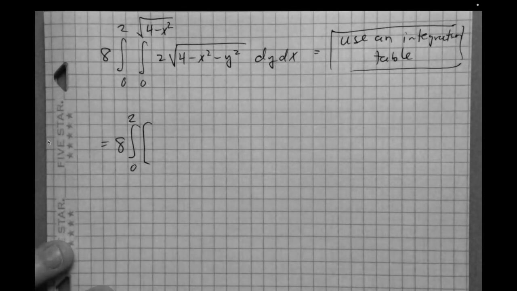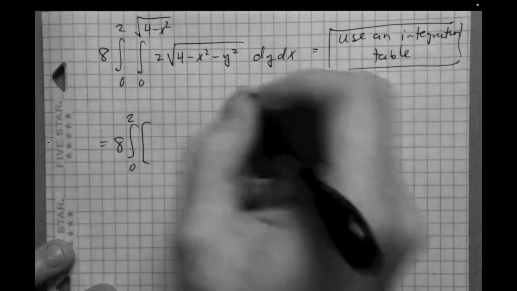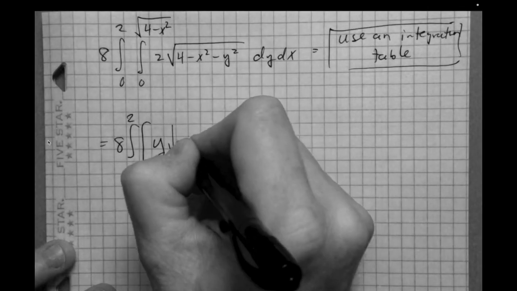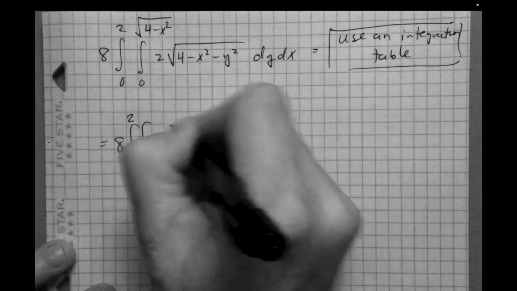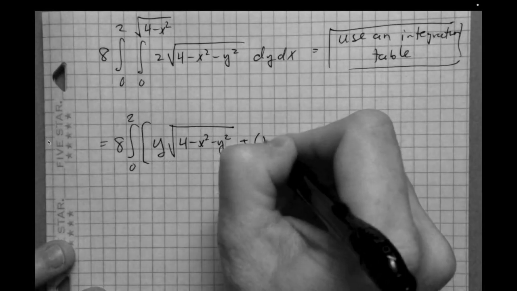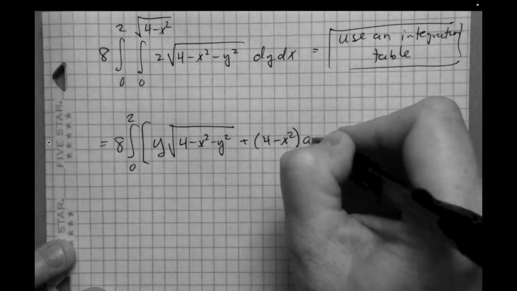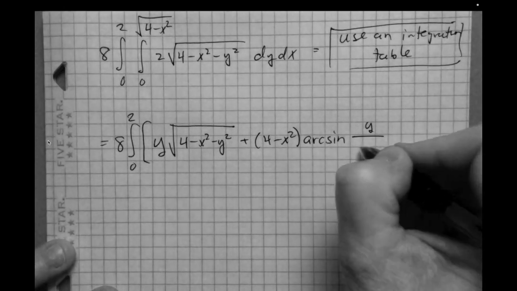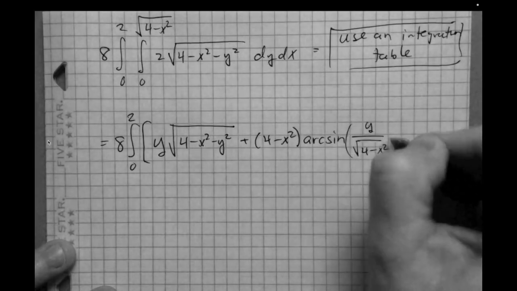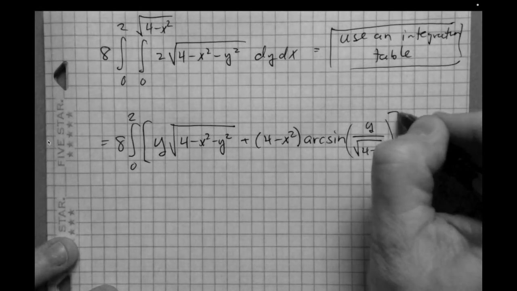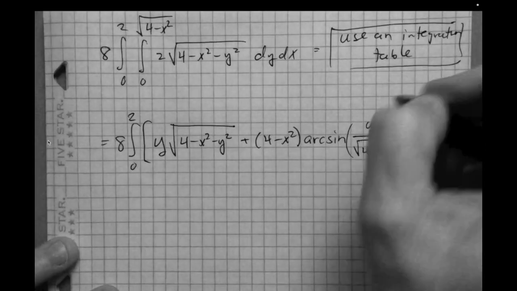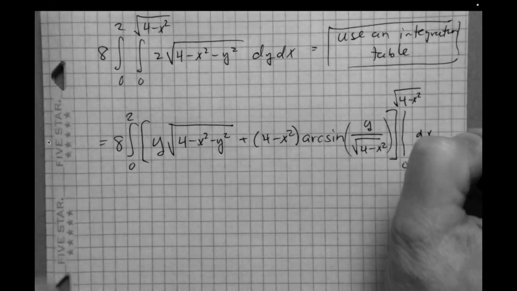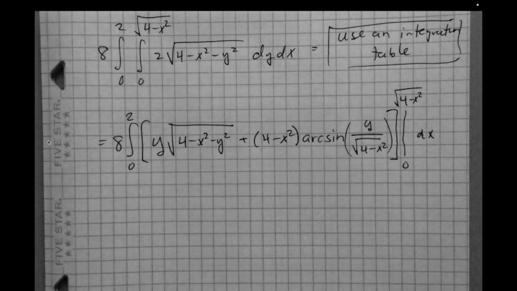So when I integrate with respect to y here, I'm going to get y times the square root of 4 minus x squared minus y squared plus 4 minus x squared times the arc sine of y over the square root of 4 minus x squared, right? That's the argument for the arc sine here. Okay, and then that's going to go from 0 up to the square root of 4 minus x squared. Okay, right, so that's pretty awful.